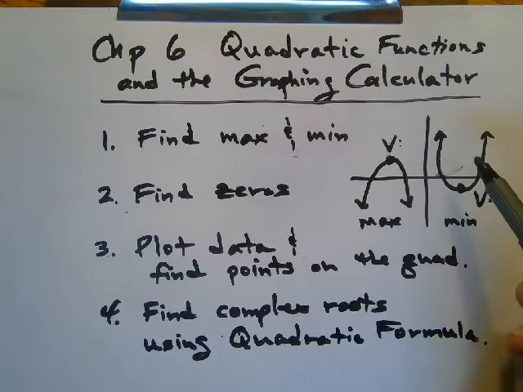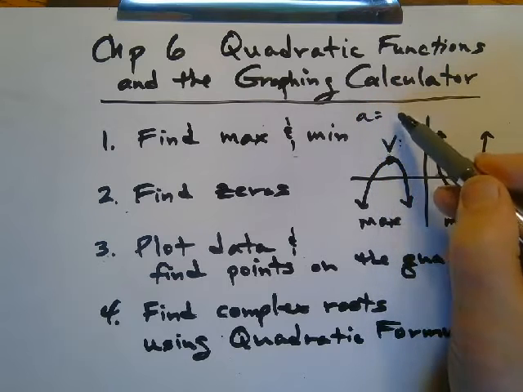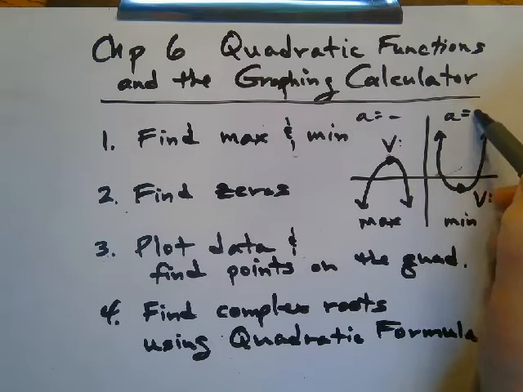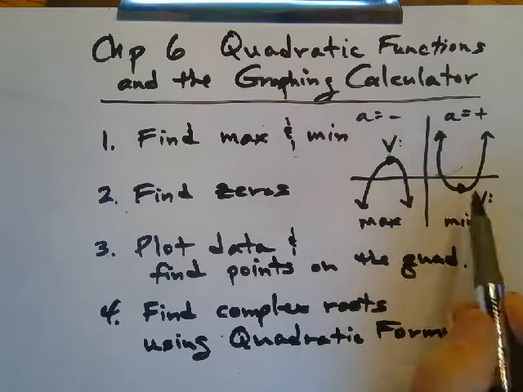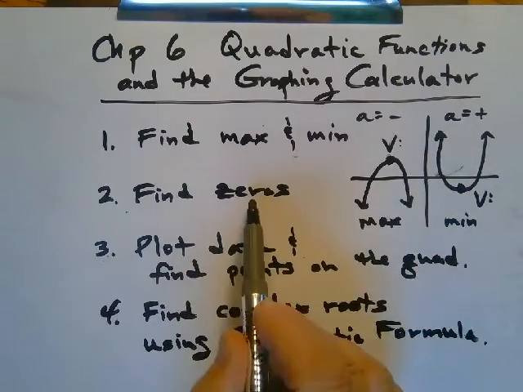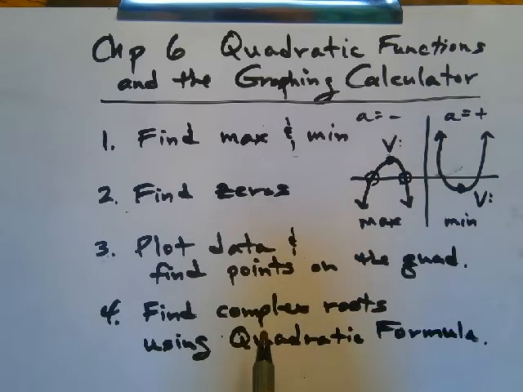Now remember that if your parabola opens down, that's where A is some negative, and where the parabola opens up, that's where A is some positive value. That'll help us find the vertex, the maxes, and the mins. Then we're going to spend some time talking about finding the zeros, and the zeros are those spots where the parabola crosses the x-axis. We're going to do that with a function on the calculator.